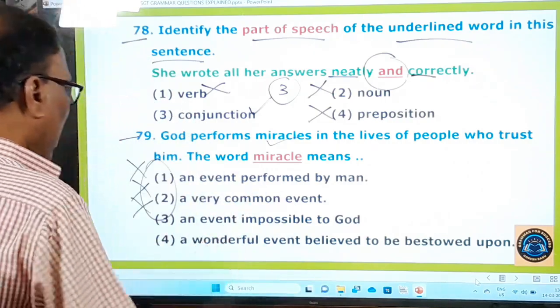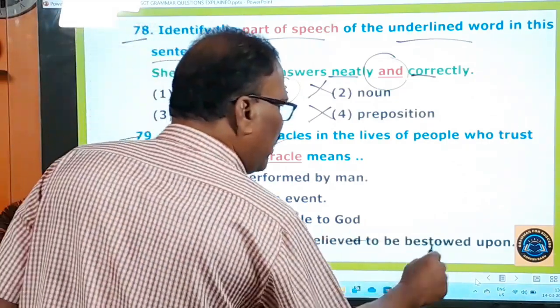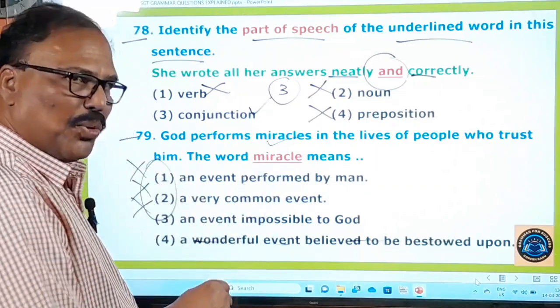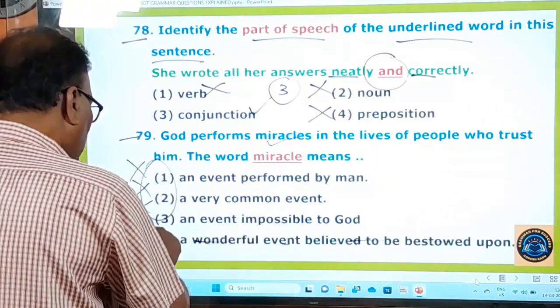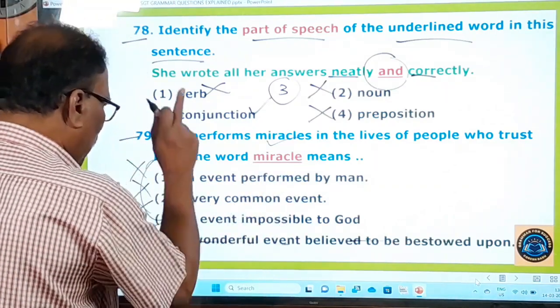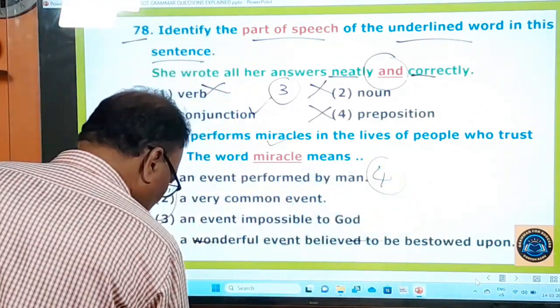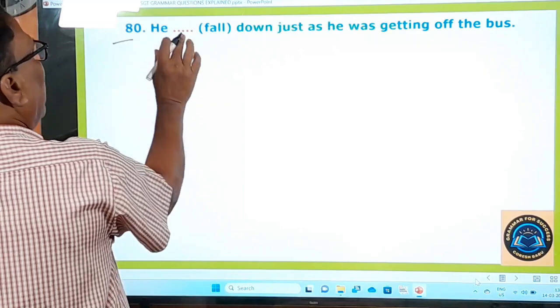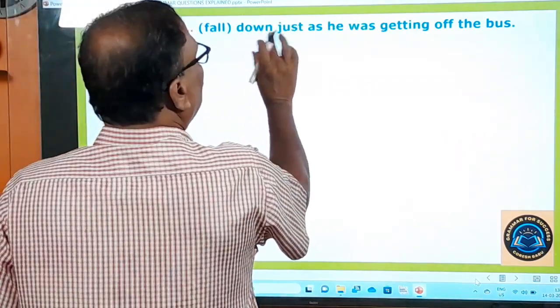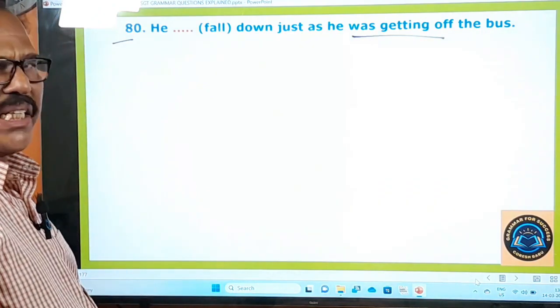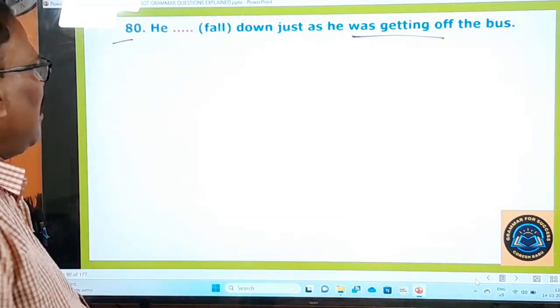A wonderful event believed to be bestowed upon. That is called a miracle. Adbhutamu. Right. So here the first three options are wrong, and only the fourth one is the right one. And now let's move on to other questions. 80th question. He dash fall down just as he was getting off the bus. Getting off means getting down from the bus. That is the meaning, right?